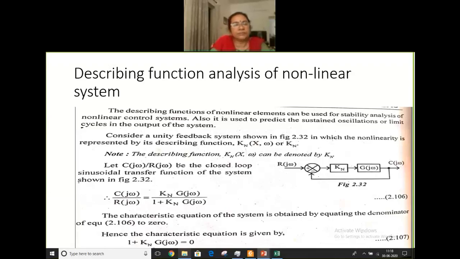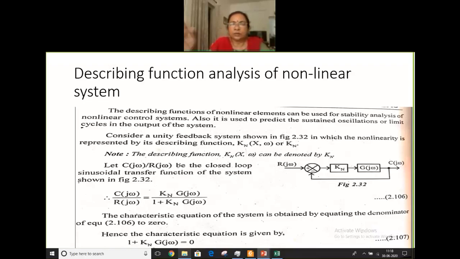Now what is the characteristic equation of the system? The denominator of the closed loop transfer function. When you equate it to zero, you will get the characteristic equation. What is that? 1 plus Kn G(j omega) is equal to 0.